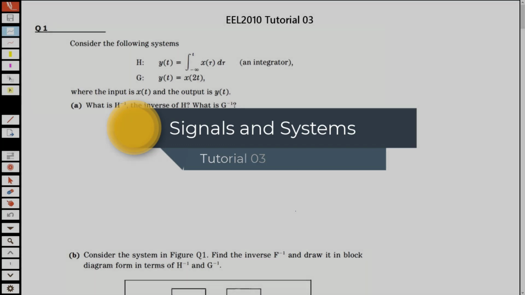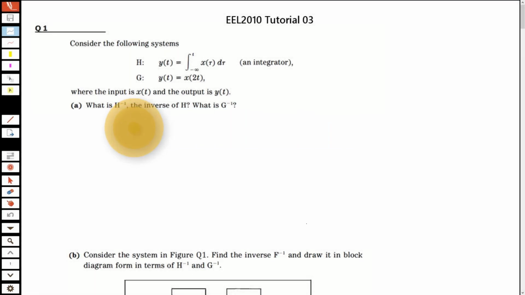In this tutorial, we have questions related to invertibility of systems and systems defined in terms of difference equations or differential equations. So the first question says, consider the following system where H is y(t) = integration from minus infinity to t of x(tau) d tau, that's an integrator, and G is a time compressor of sorts because it gives output y(t) as x(2t) if x(t) was the input. So the first question is, what is H inverse and what is G inverse?